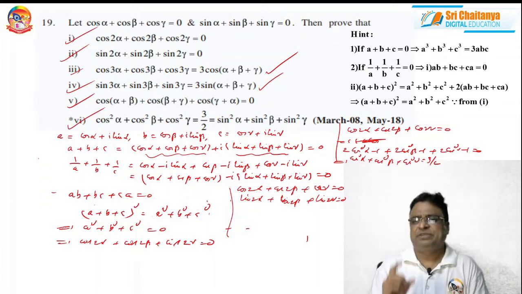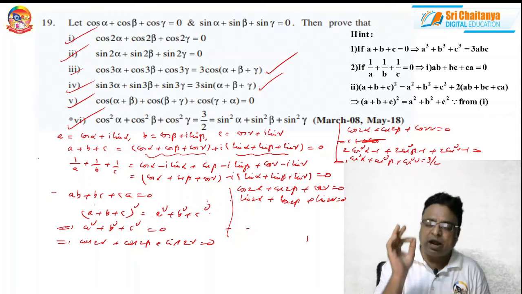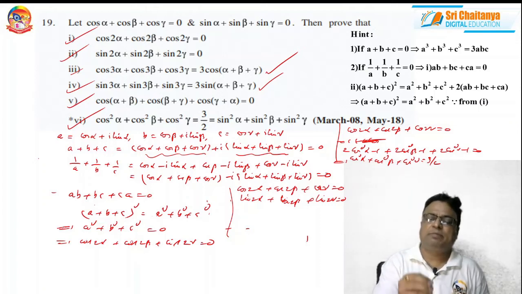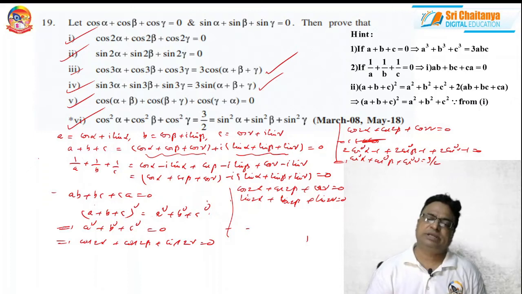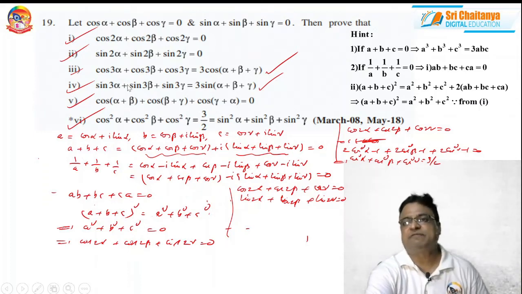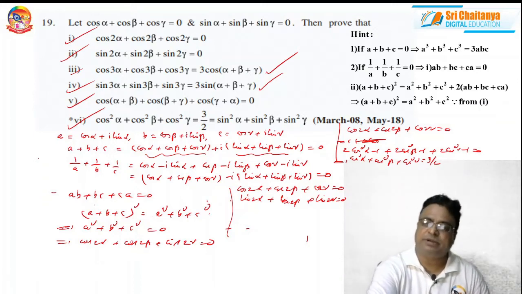So see, just with the help of a plus b plus c equal to 0, we have derived all these successive results. Consequently, with the help of this, it is a best application of De Moivre's theorem obviously. Clear? So please practice, and these models are very, very important even for board examination and moreover for competitive examinations.